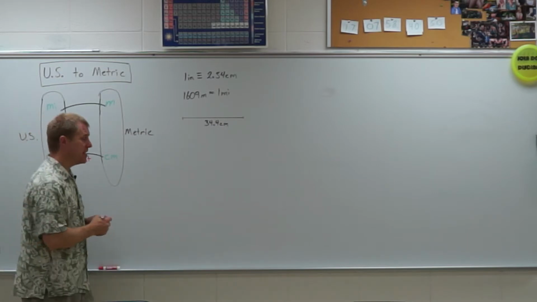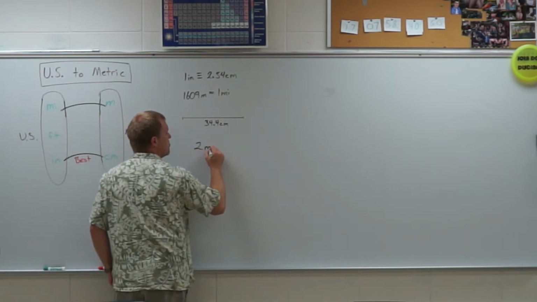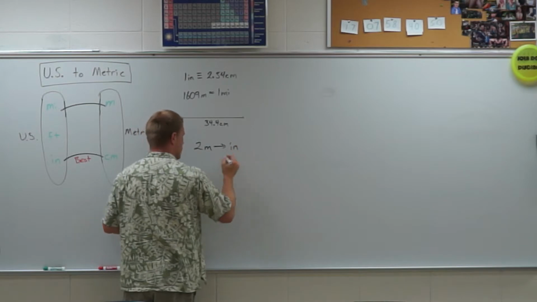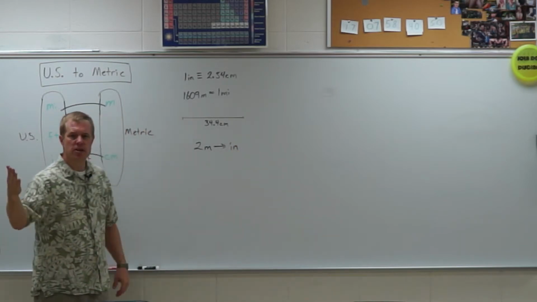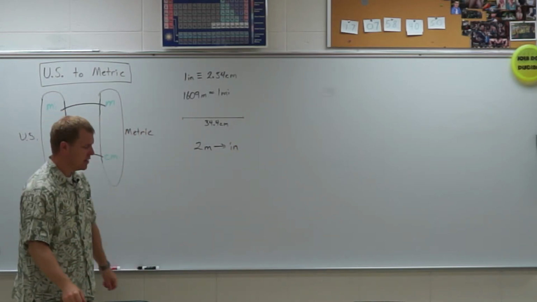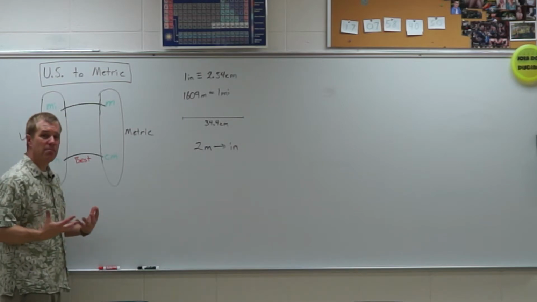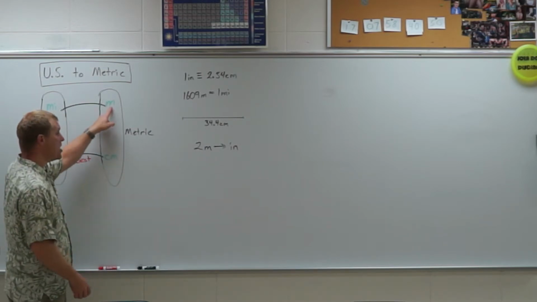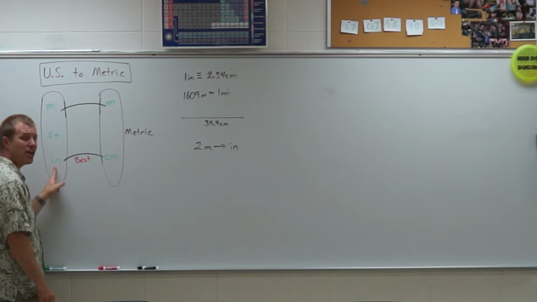So let's try an example. So let's say I want to go from 2 meters to inches. So someone says they're 2 meters tall. I want to know how many inches that is. So in order to do that, I'm going to need to plan my route. How am I going to get from here, meters, over to here, inches?